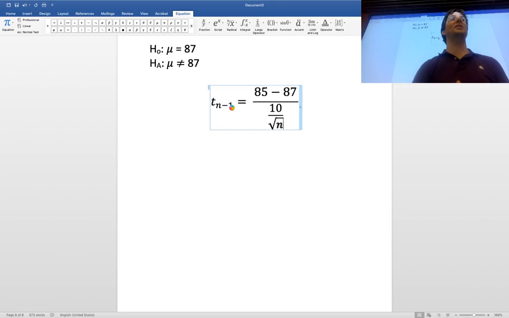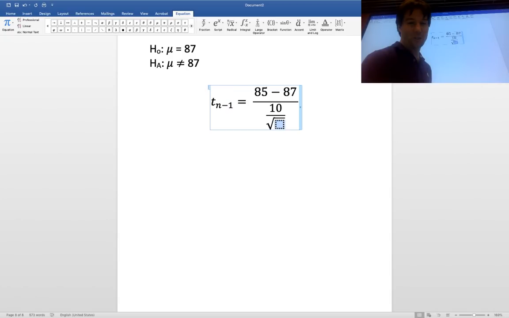I have broke the computer. Where'd that n go? That n should be 200. And right here, how many degrees of freedom?